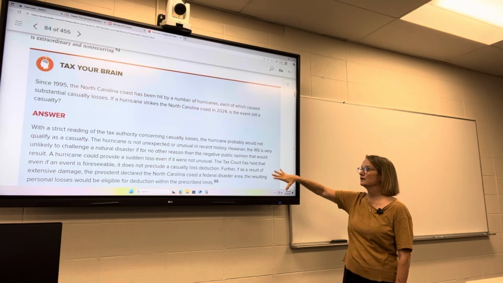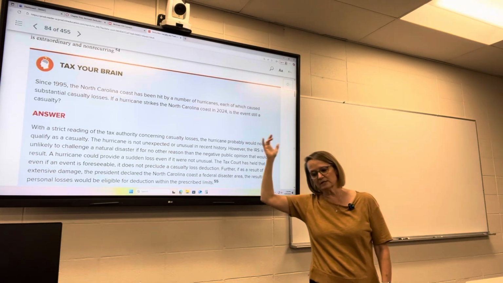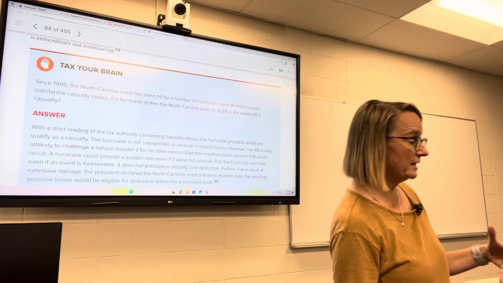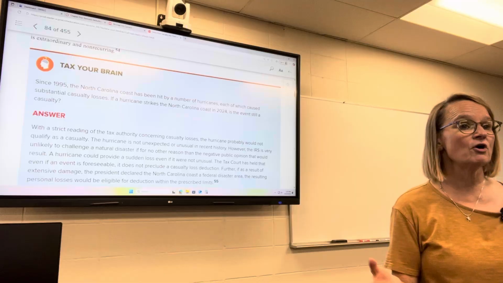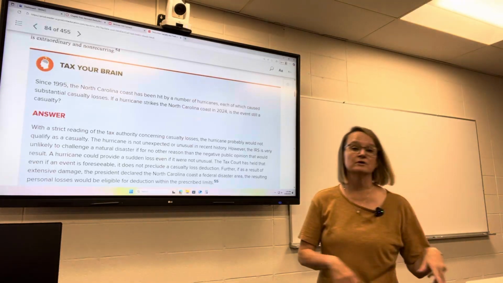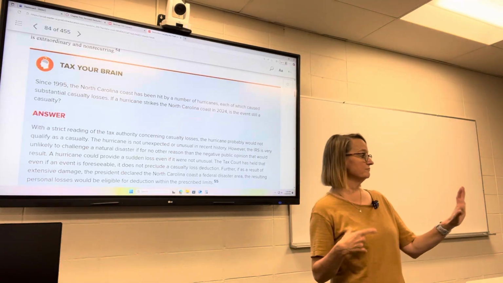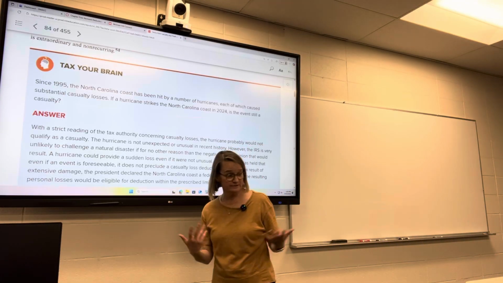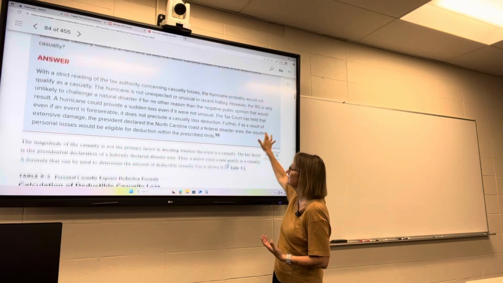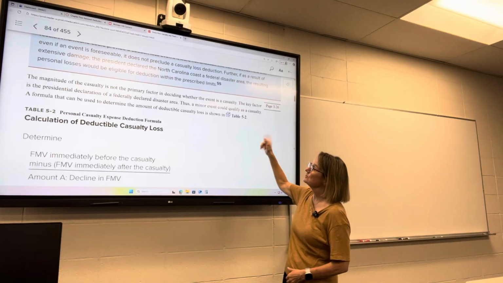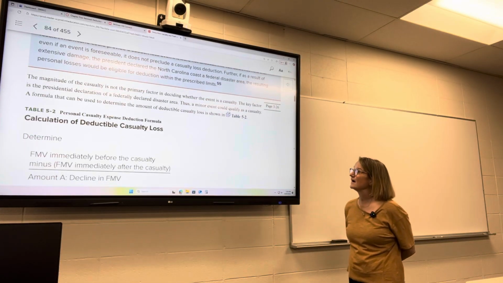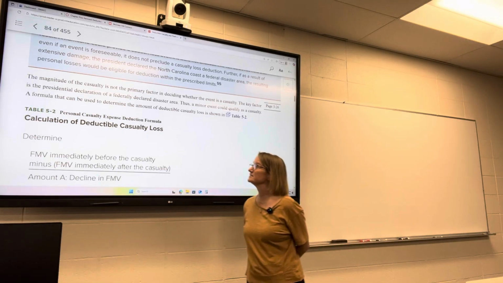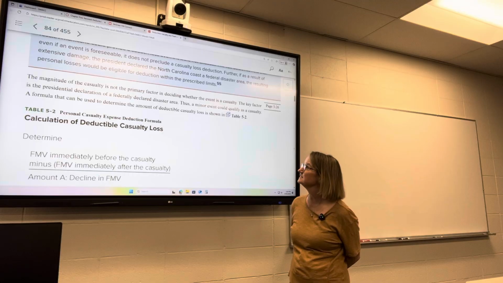This kind of goes through the fact that hurricanes are not necessarily unusual in nature in certain geographic areas, and so it might not technically fall under that category. However, they're not going to deny victims of hurricanes who suffer casualty losses that deduction as long as they're in a federally declared disaster. The magnitude of the casualty is not the primary factor in deciding whether it's a casualty. The key factor is that presidential declaration of a federally declared disaster area.